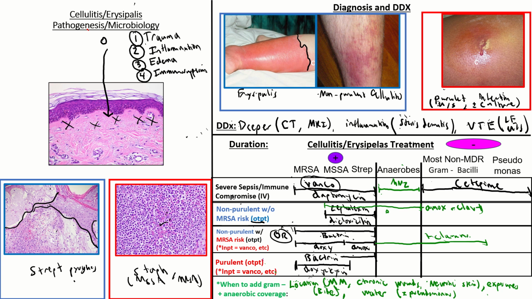Now this may be a little bit simplified, and obviously whenever you have cultures, base your antimicrobial decision on that long term. But in a pinch, this is helpful as a general guideline for empiric management based on our Cooper guidelines.